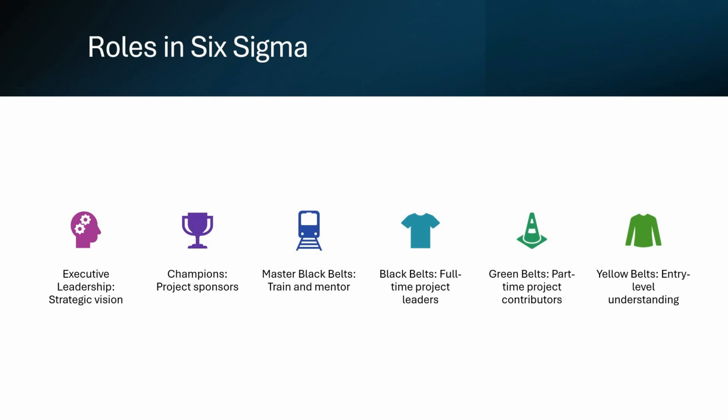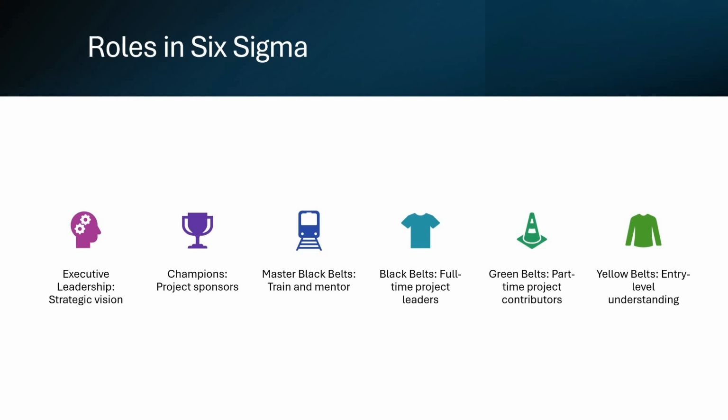Let's get into the roles in Six Sigma. We will start with the executive leadership. These are the top level executives like the CEO, COO who initiate and endorse Six Sigma across the organization. They align Six Sigma with business strategy and allocate resources. Their commitment sets the tone for cultural adoption across departments. For example, the CEO of GE, Jack Welch, was pivotal in making Six Sigma a corporate mandate. So these guys are the executive leaders.